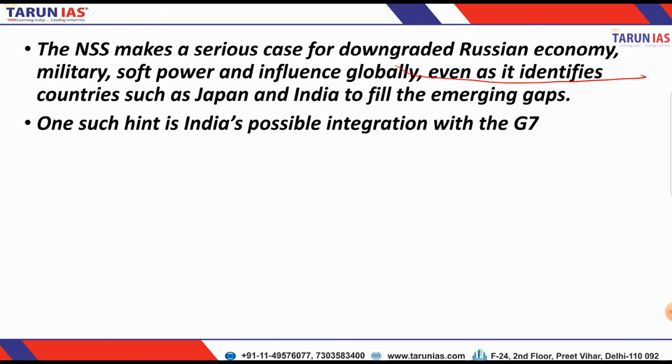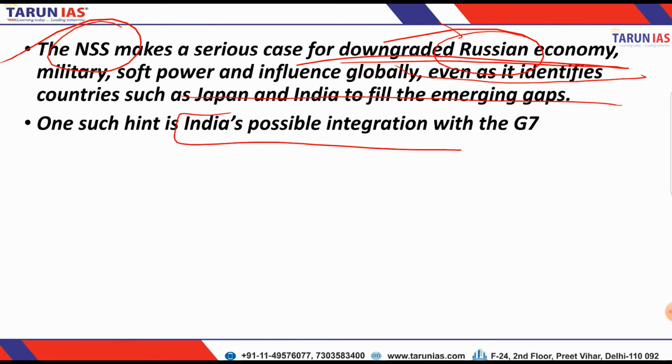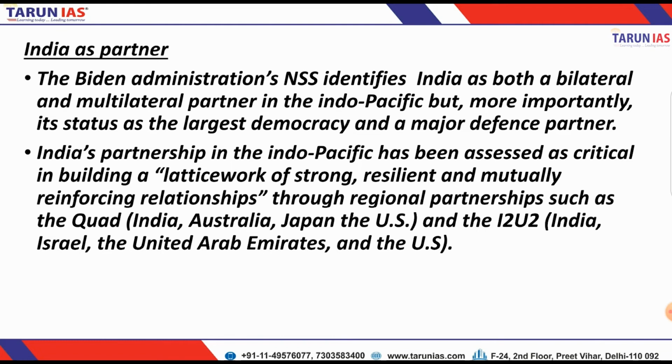Now, what does the National Security Strategy claim? That it is going to downgrade Russia in every aspect, whether it is international influence, the economy, the military or soft power. And it also recognizes that India and Japan are soon going to fill these emerging gaps. It also hinted at the possible integration of India with the G7. Now let's see what the National Security Strategy holds for India, which is the most important part of this strategic document.